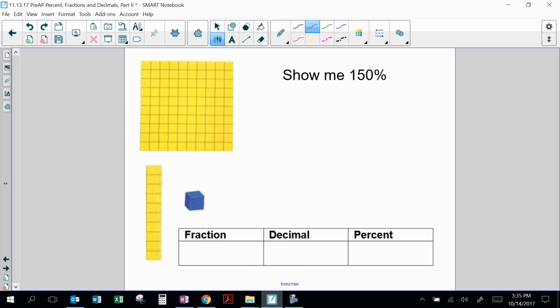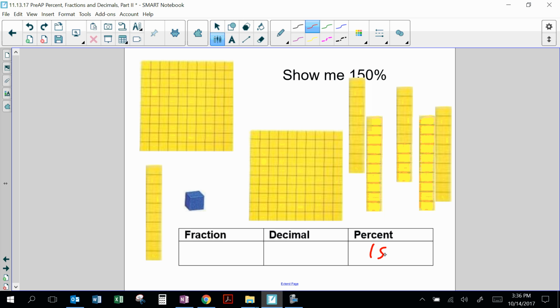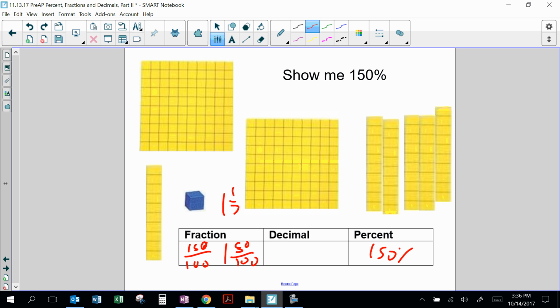Can you show me 150%? 100, 10, 20, 30, 40, 50. So our percent is 150%. So a percent, again, is anything per 100. How many hundreds go in 150? One time. 1 and 50 hundredths. Let's look at this. Do I see this? 1 whole, 50 hundredths. Is this half of a whole? Yes, it is. So 1.5. What's the decimal? 1.50 or 1.5.